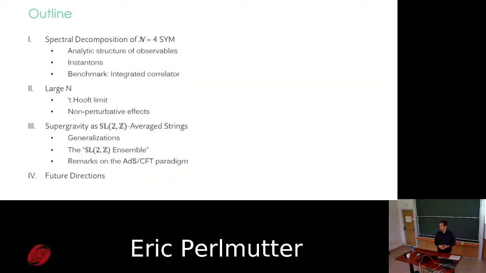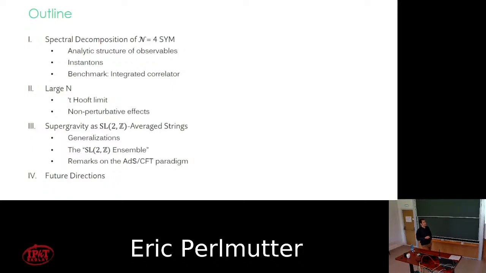So here's the outline for the rest of the talk. Like I said, I mostly won't talk about supergravity and the fun issues that arise there. Most of the paper is spent at finite N, because these techniques are on very firm footing, and you don't need to take asymptotic limits to see what's interesting about them. So I'll start by introducing the spectral decomposition that we'll use. I'll explain why it applies to N equals 4. We'll say some interesting things about the structure of observables and instantons in this theory.